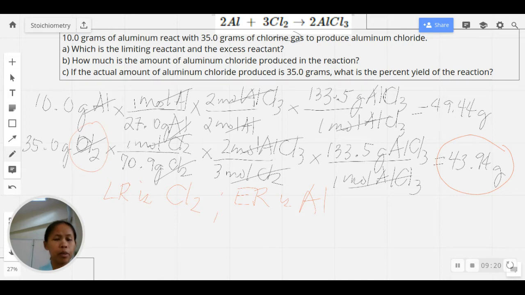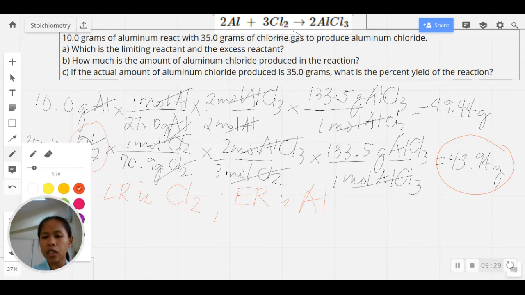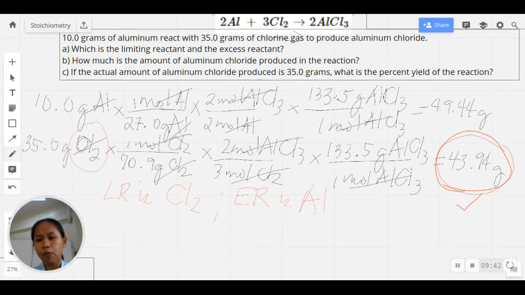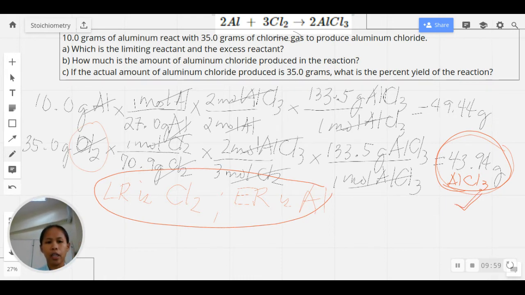Now we can go to letter B. It says, how much is the amount of aluminum chloride produced in the reaction? So obviously, this is the lesser amount of aluminum chloride, so that means this is our amount of aluminum chloride produced because it's being limited by your chlorine gas. So we would expect that 43.94 grams is the amount of AlCl3 that will be produced in the reaction, not the 49.4 because it's higher in amount. So this is the answer for letter A. And this is the answer for letter B.